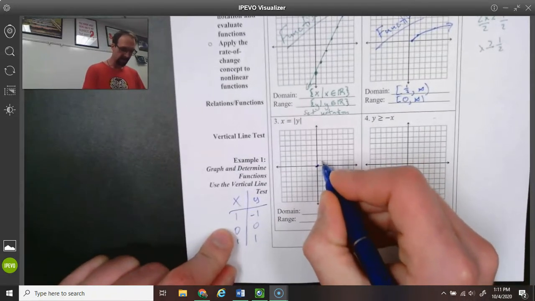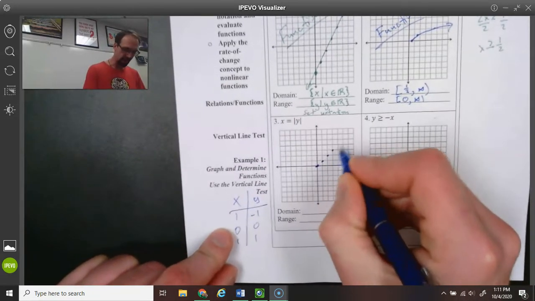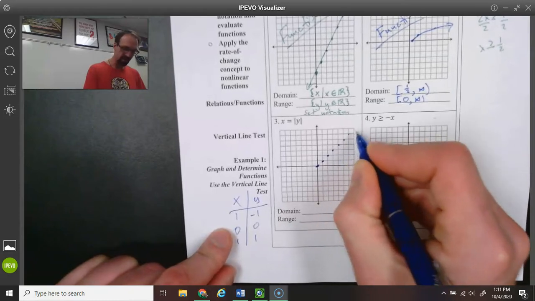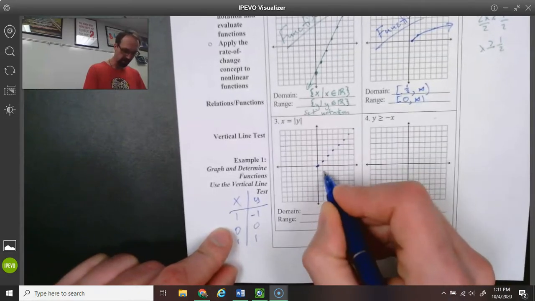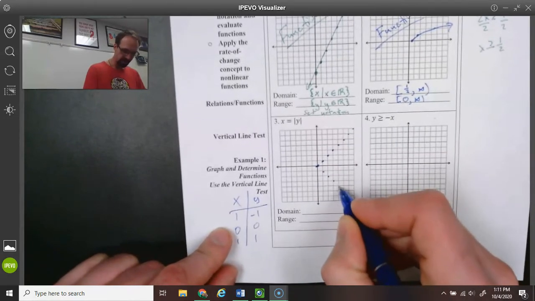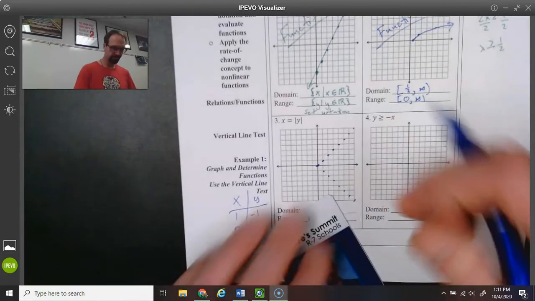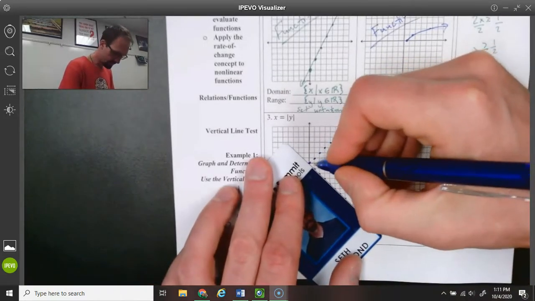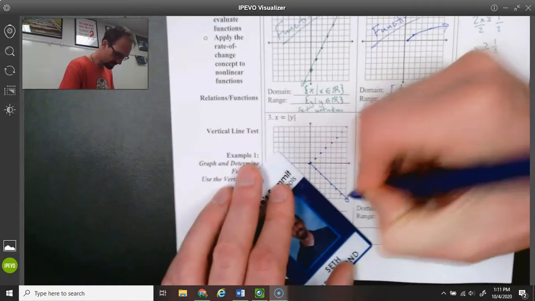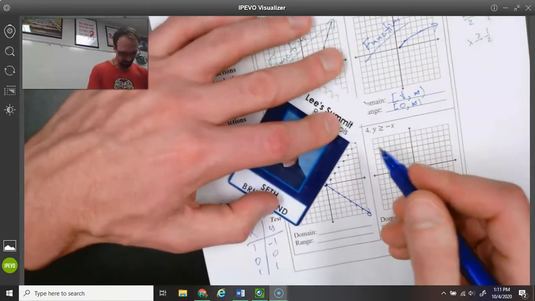So what we get is something that looks like the absolute value V-shape, but instead of opening up or down, this one opens to the right. If I had a negative sign in front of it, then it would be opening to the left. This will continue on forever this way.